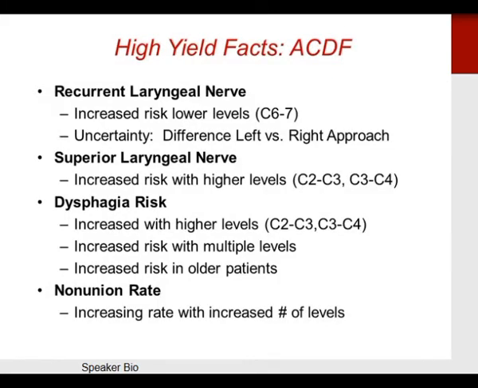When performing an anterior cervical discectomy and fusion, there are several structures at risk. The recurrent laryngeal nerve, which is an extension of the vagus, is at risk with lower approaches to the C6-7 and C7-T1 disc space. In meta-analyses between left and right-sided approaches, there appears to be no difference in injury to the recurrent laryngeal nerve. However, the superior laryngeal nerve is at risk for high approaches of disc spaces at C2-3 and C3-4. Also remember that dysphagia risks increase with higher levels of discectomies, increase with the number of disc levels performed, and also in older patients. Non-union rates increase with the number of levels addressed.